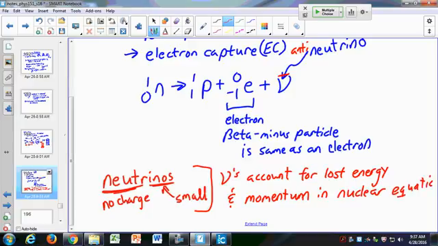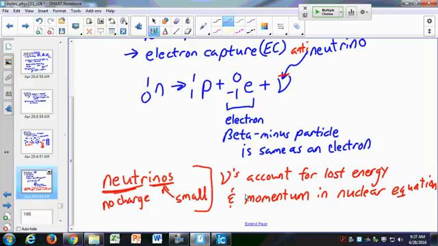So back in the mid 1900s, when they were studying this and developing all these ideas for how nuclear decay processes work, they found that there was just missing energy in their equations and also missing momentum. We didn't do momentum, but you can think of it in a similar way as energy. And so they developed this idea of the neutrino.